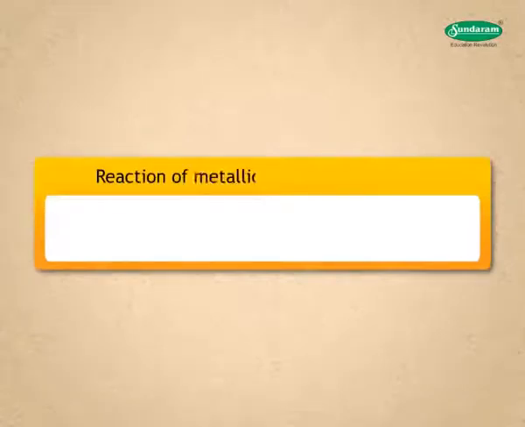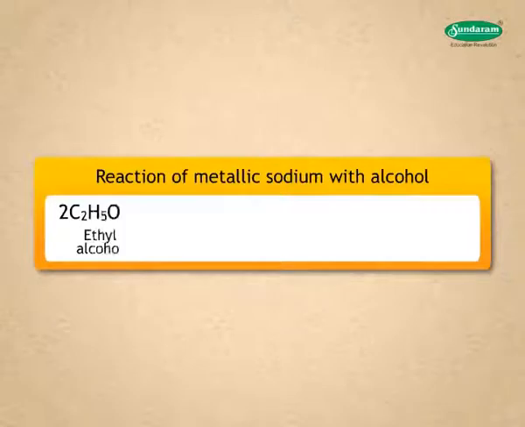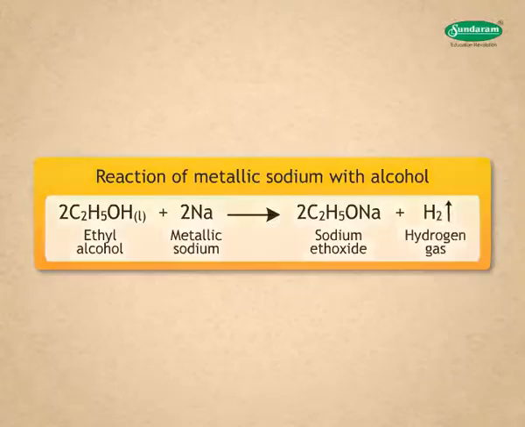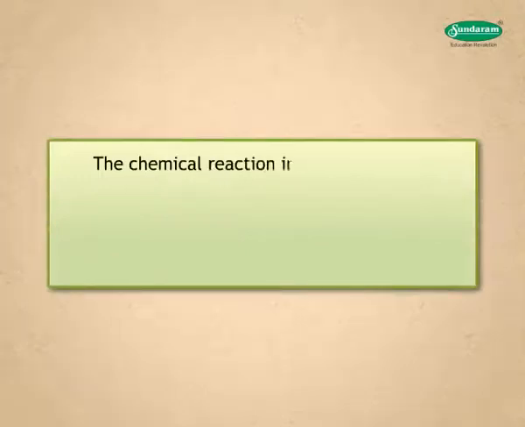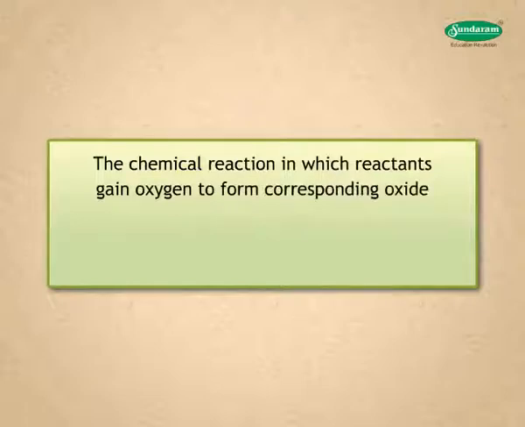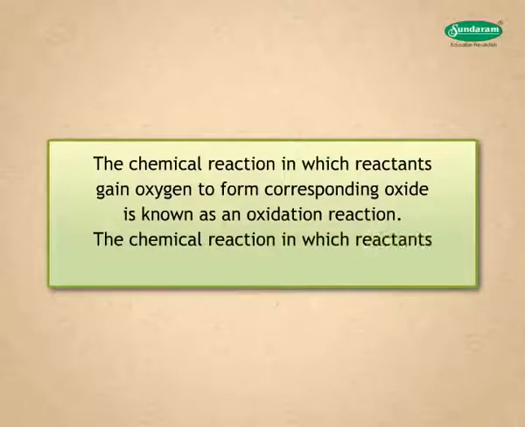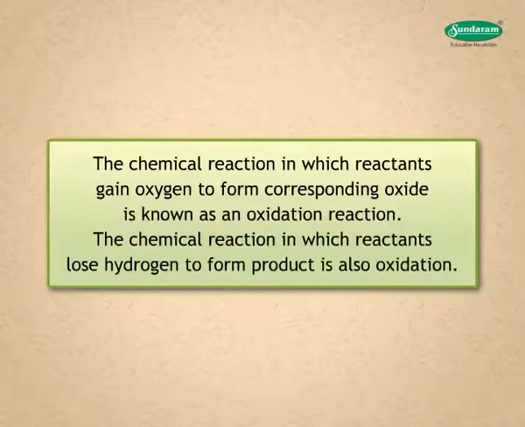Consider the reaction of metallic sodium with alcohol. 2C2H5OH plus 2Na gives 2C2H5ONa plus H2 gas. The chemical reaction in which reactants gain oxygen to form the corresponding oxide is known as an oxidation reaction. Similarly, the chemical reaction in which reactants lose hydrogen to form product is also called oxidation.